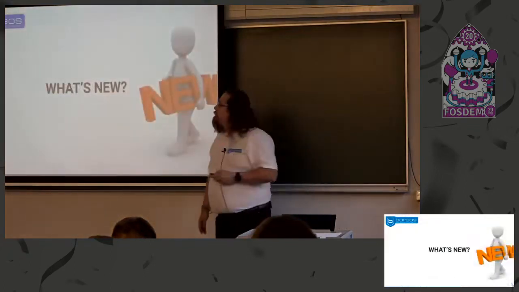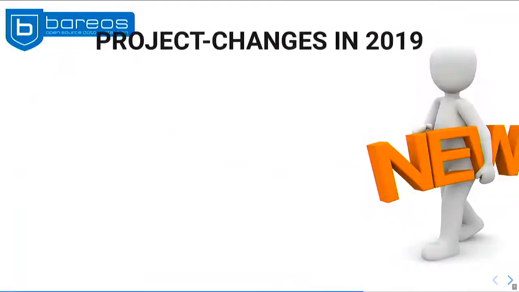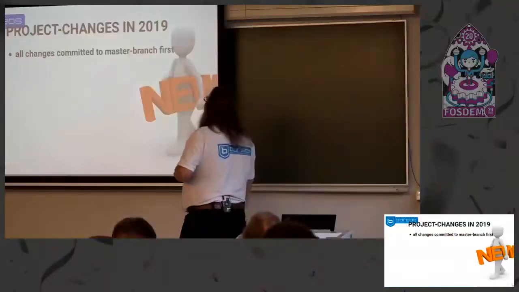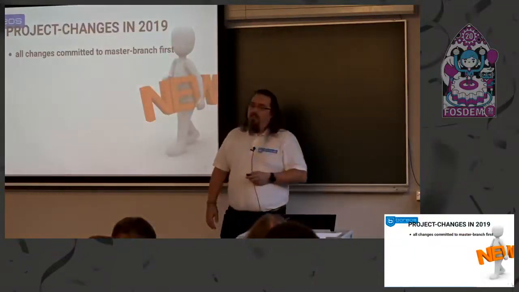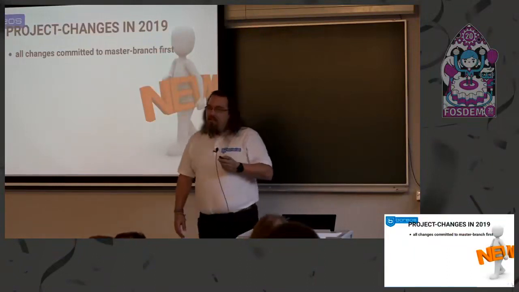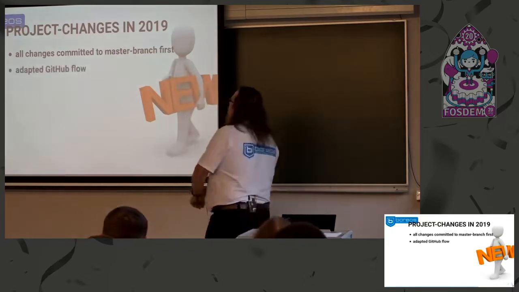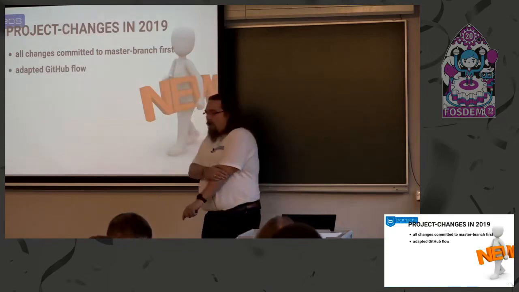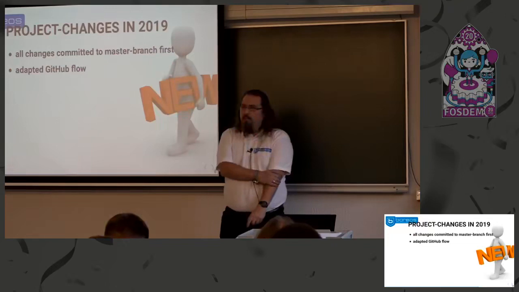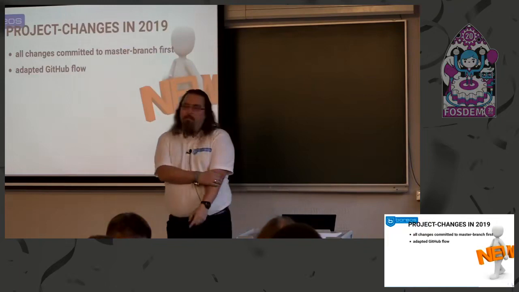So what's new? What did we change in the project? First of all, nowadays, all our commits go into the master branch. This might seem obvious. To us, it wasn't. Now it is. We adapted the GitHub flow, which actually means we work on things, publish them as a pull request, discuss them publicly, even the changes we do internally, and then either accept them or we don't.